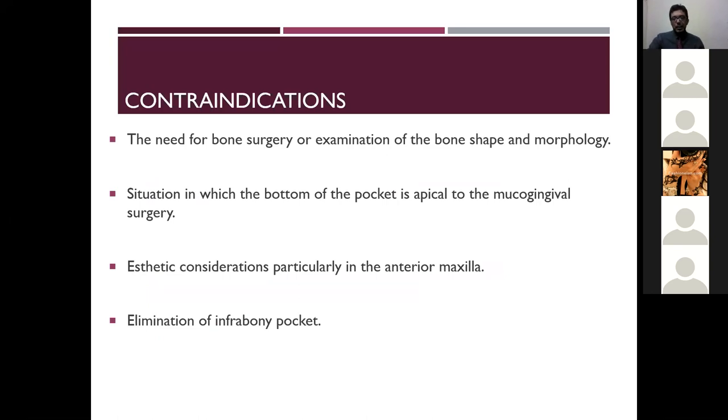So, in a nutshell, whenever there is a deep pocket or bony involvement, in other terms, whenever there is an angular bone loss or some other bony deformity which you want to correct, you cannot perform gingivectomy, because gingivectomy will leave an open bone. You cannot close back the gingiva. And you cannot do gingivectomy in aesthetic areas, because aesthetic areas are where you need a good amount of gingival margin and attached gingiva, and gingivectomy compromises it. So we cannot indicate it in the anterior maxilla and also in cases of deep pockets or infra bony pockets.